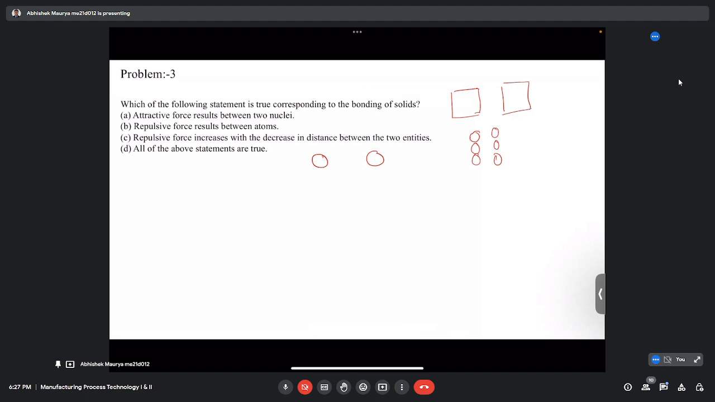We know any atom is made up of a nucleus as well as electrons revolving around the nucleus. So here we have electrons like this. The nucleus is positive charge, and the electron, it's negative charge. So there are different forces which will act between these two atoms. Okay, I will make this diagram a little more clear.